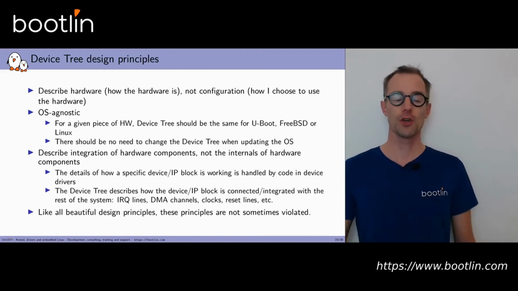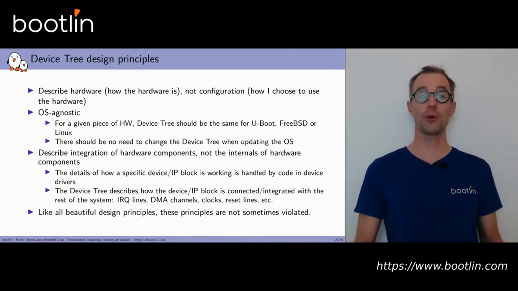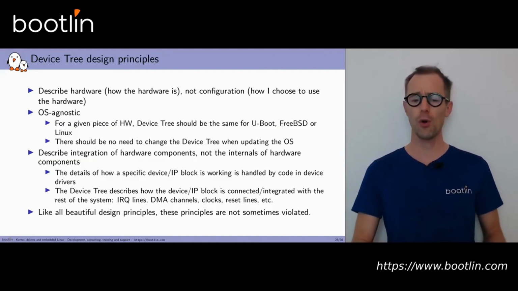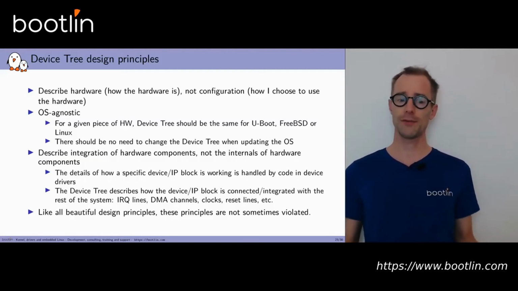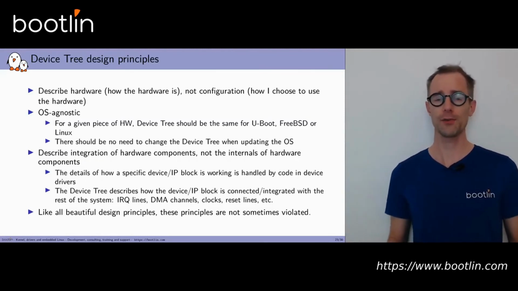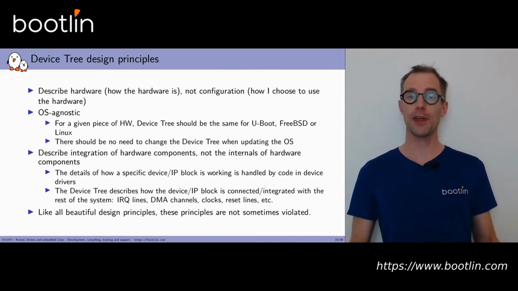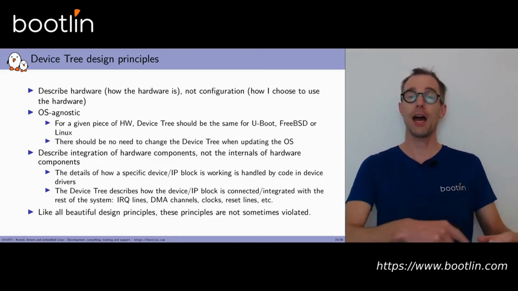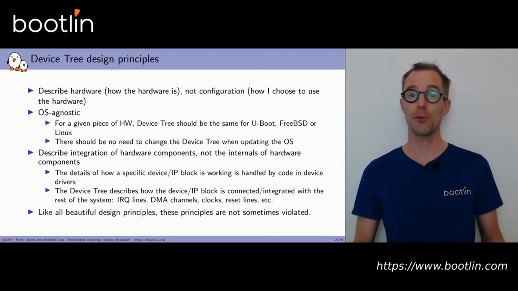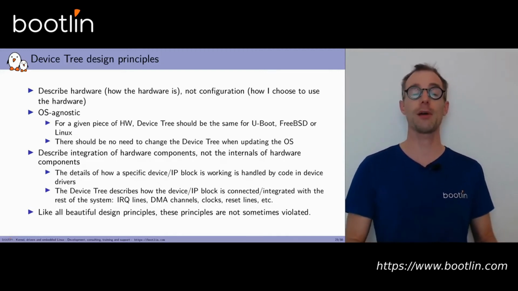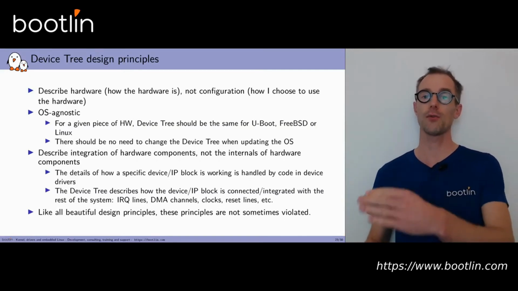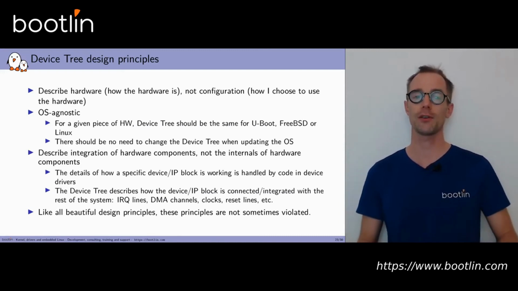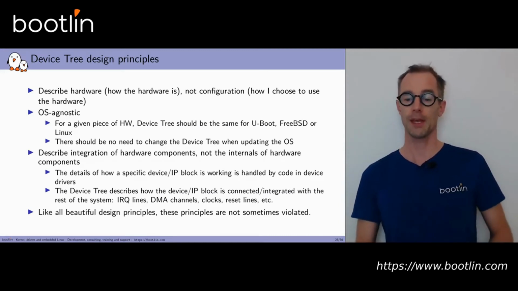Also, the device tree should describe the integration of the hardware components, but not the internals of hardware component details. So for example, the details of how a specific device or IP block is working internally do not belong to the device tree. What belongs to the device tree is the description of: I have an IP block there, which is an I2C controller, and then how it is integrated with the rest of the system around it. It is located at that address for its I/O registers. It is connected to this line of the interrupt controller. It is connected to this line of the DMA controller, and so on.